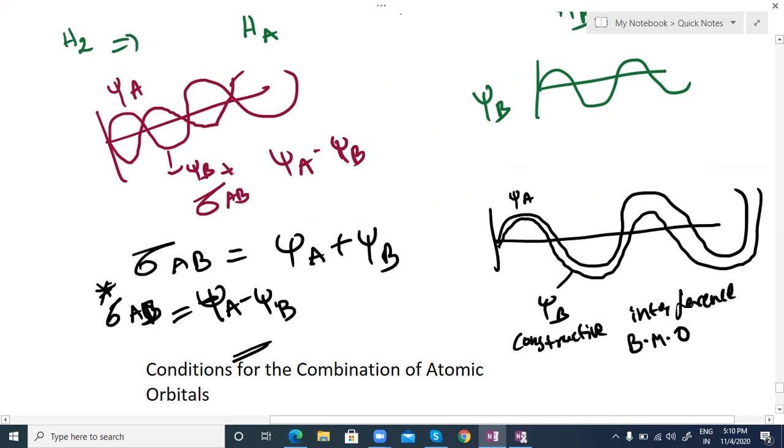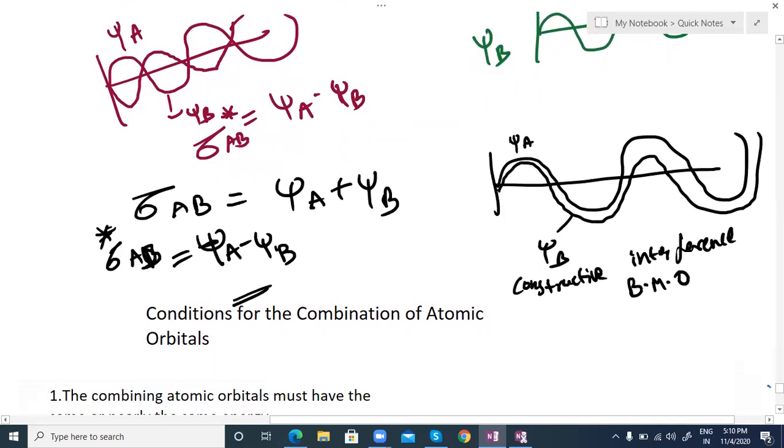This is forming anti-bonding. Anti-bonding indicates star, that is asymmetric in nature. Please keep in mind that word. Anti-bonding is asymmetric in nature. Bonding is symmetric in nature.